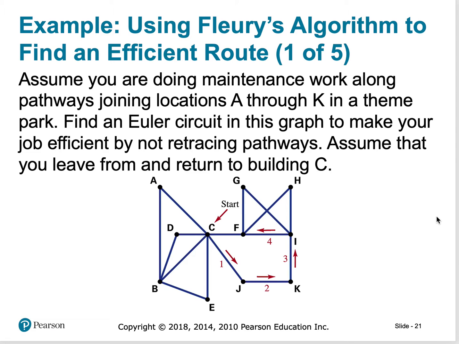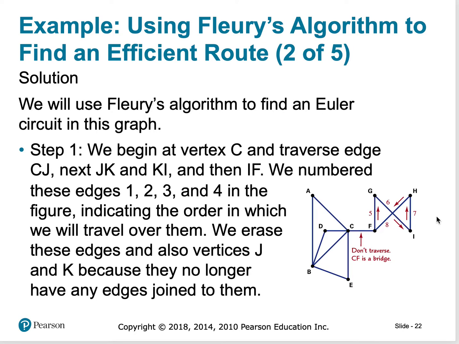So let's assume that we're doing maintenance work on these pathways, and these pathways are some type of walkable trail for people. The pathways join A all the way through K within a theme park. If you want to find an Euler circuit in this graph to make your job efficient so that you're not going along the same pathways multiple times, we would assume that I want to leave from building C and return to building C.